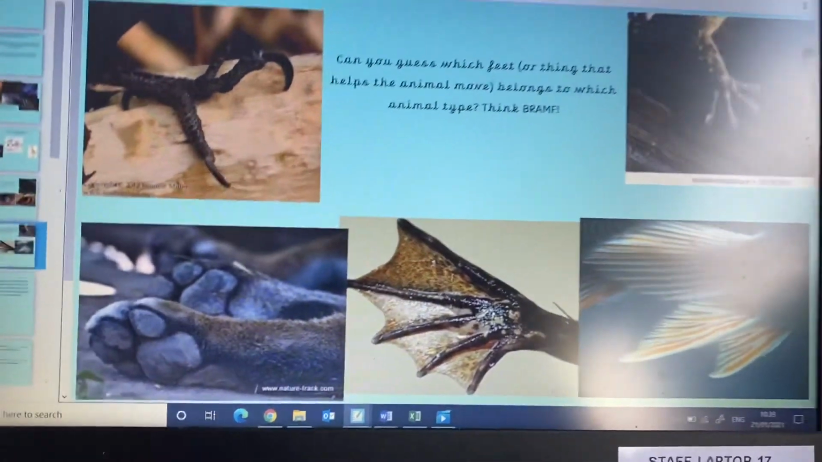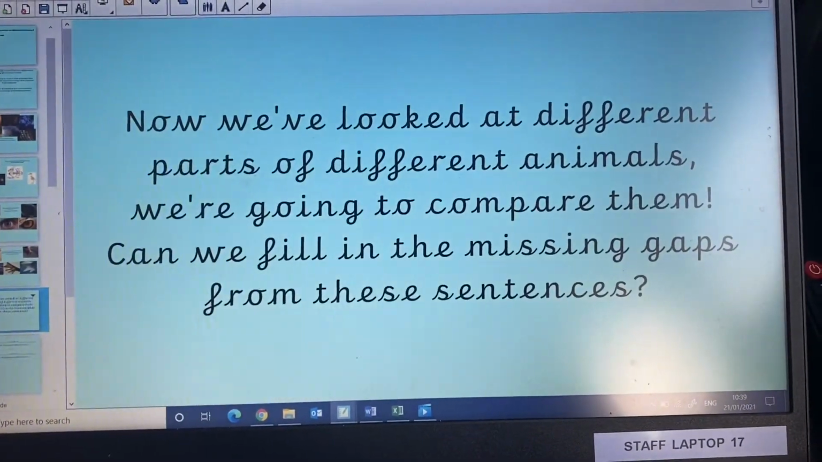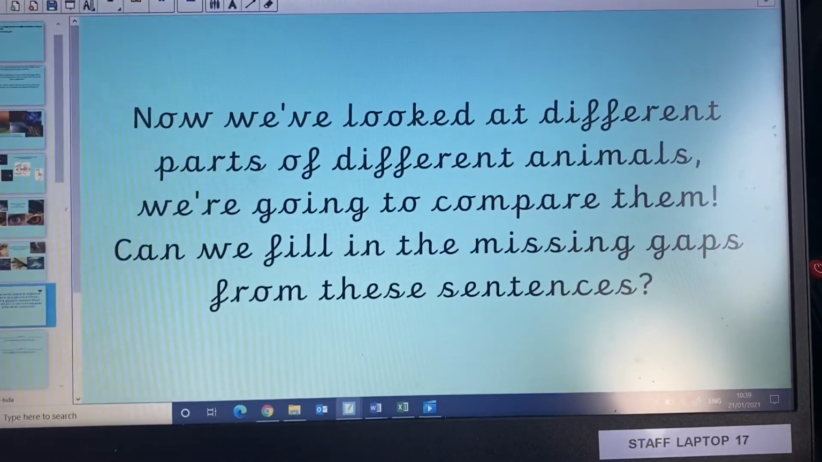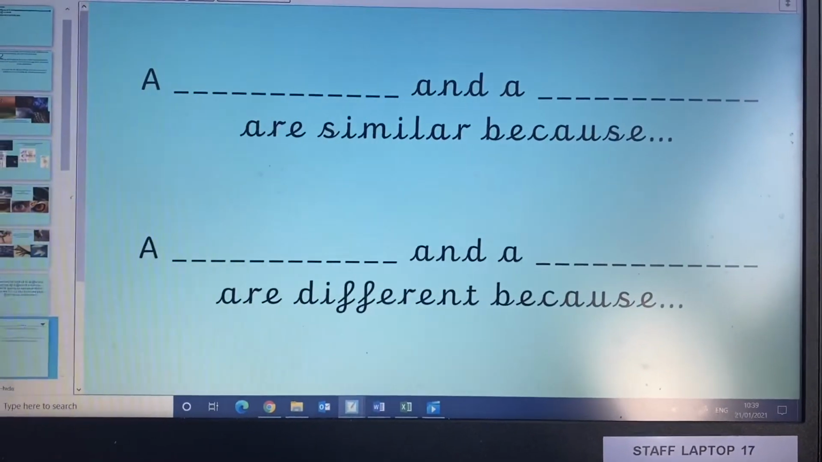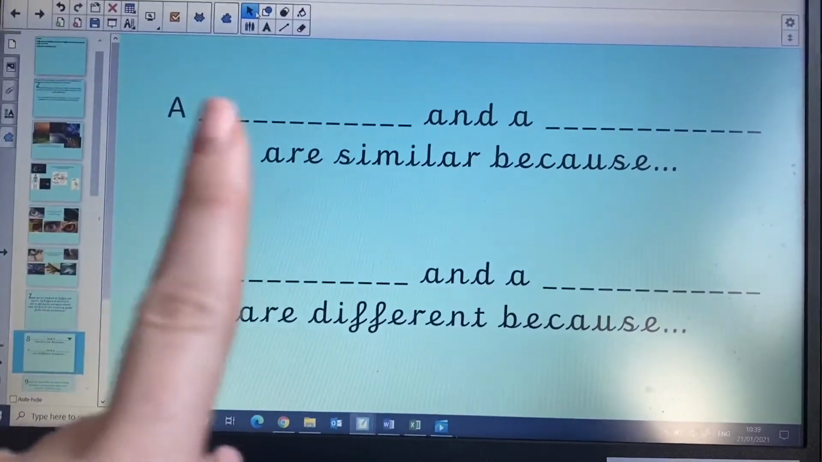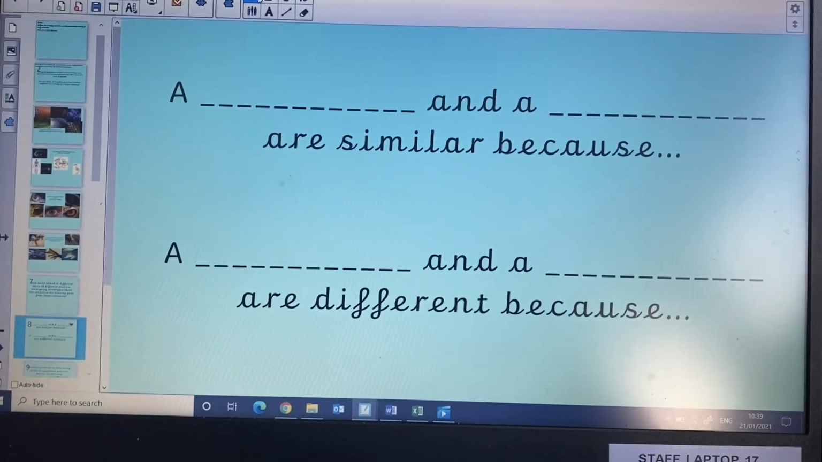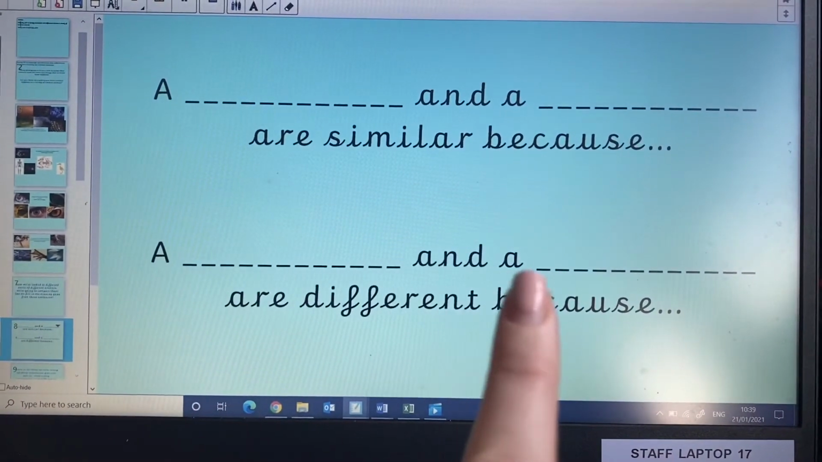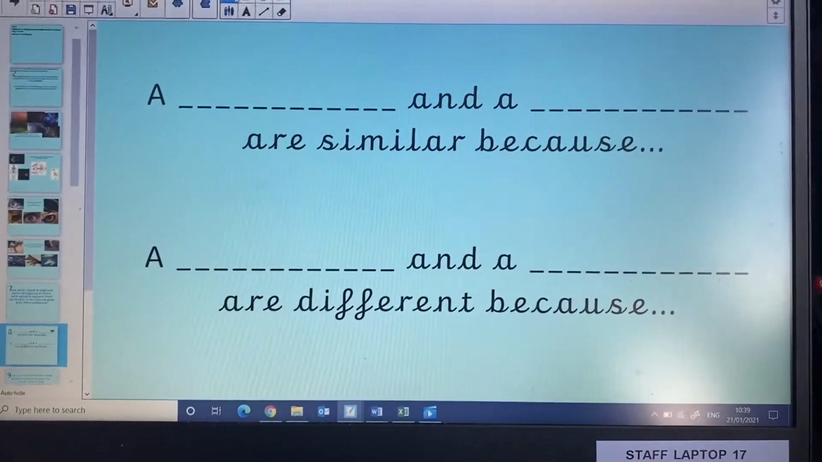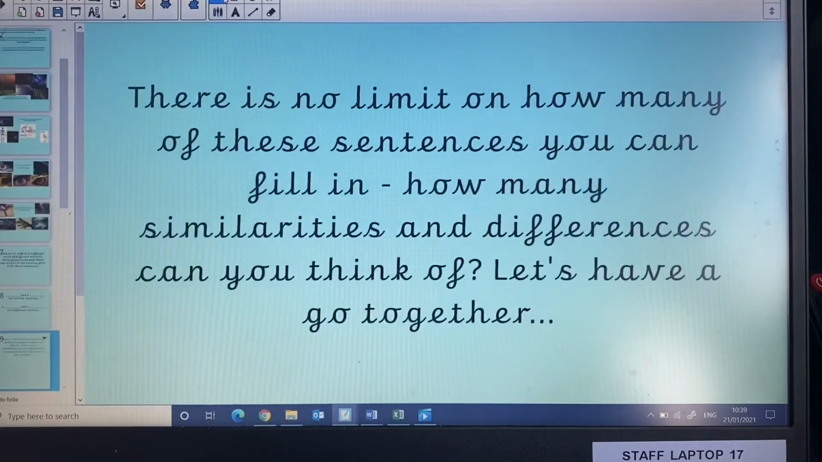Let's have a look then and see what we've got to do next. So it says, now we've looked at different parts of different animals, we're going to compare them. Can we fill in the missing gaps from these sentences? So it says here, a something and a something are similar because. And then it says a something and a something are different because. So we're going to have a go at filling in those missing gaps. Let's have a look.